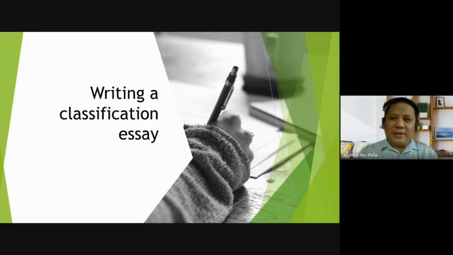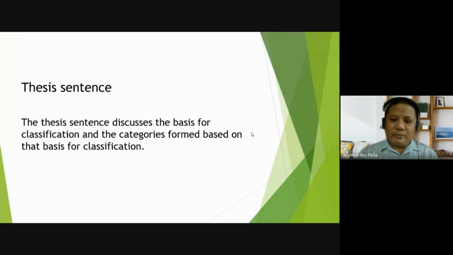So how do we write a classification essay? We have the thesis sentence. The thesis sentence discusses the basis for classification and the categories formed based on that basis for classification. Again, it contains the basis and the categories.